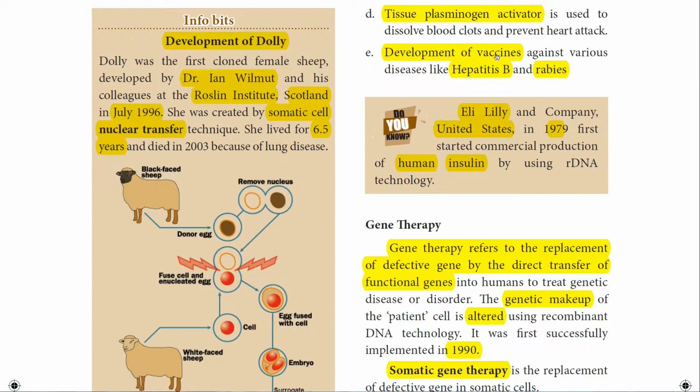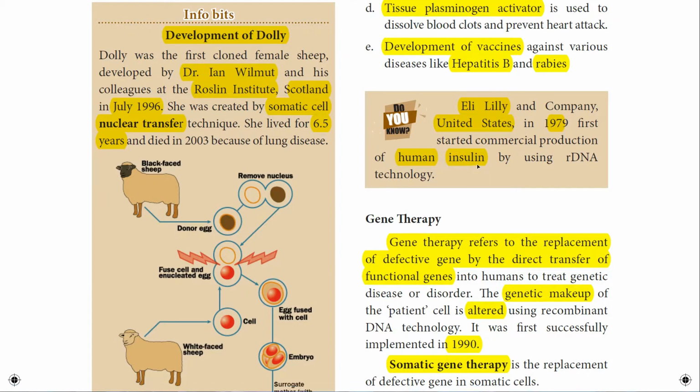Even now they develop the vaccine for COVID-19 only through this genetic engineering technology. Development of vaccines through this technology is done for various diseases like hepatitis B, rabies, etc. Information bit: Eli Lilly and Company of the United States in 1979 first started the commercial production of human insulin. They produced it using rDNA technology.